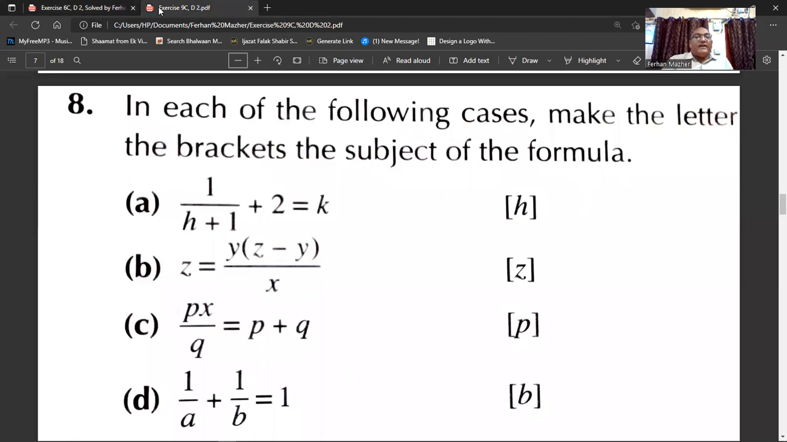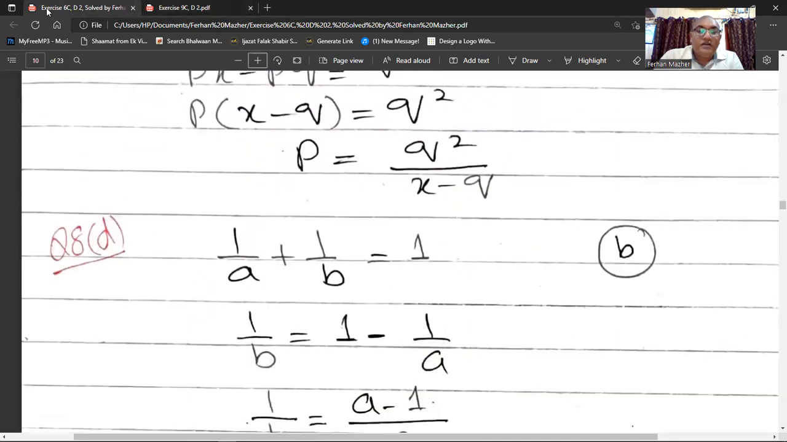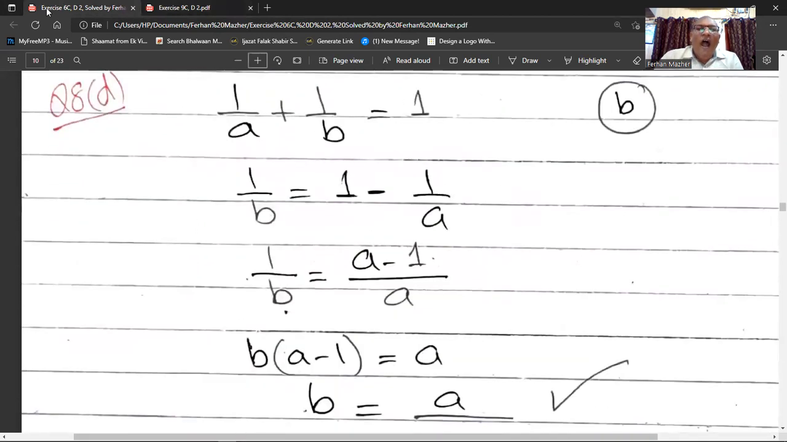Okay. So question number 8 and its D part is 1 divided by A plus 1 divided by B is equals to 1. And we want B to be the subject of the formula. Okay. So I have 1 by A plus 1 by B equals to 1. So I will make 1 by B alone here. So 1 by A will go to the other side. It was adding here. It will subtract there. So you will have 1 by B equals to 1 minus 1 by A.